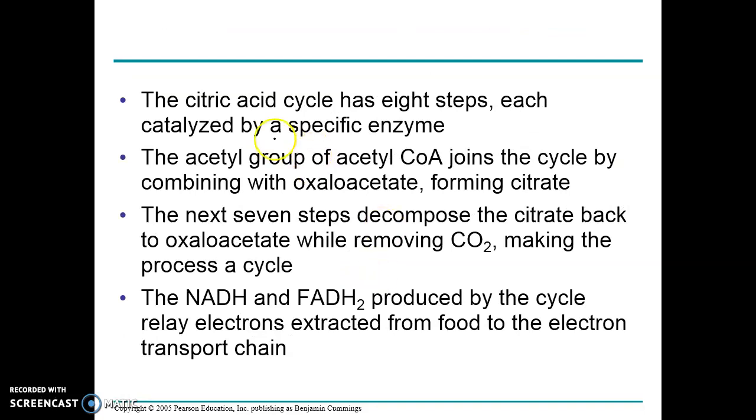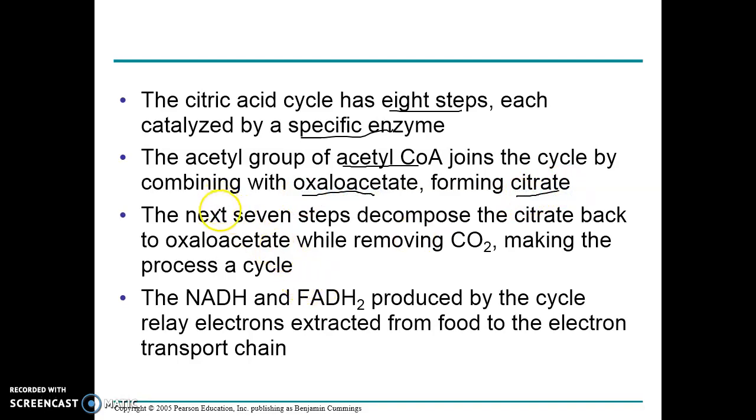Okay, so the citric acid cycle has 8 steps, and each of the 8 steps is catalyzed by its own specific enzyme. The first step, which we're going to look at in a second, is when acetyl-CoA joins with a molecule called oxaloacetate to create a molecule called citrate.